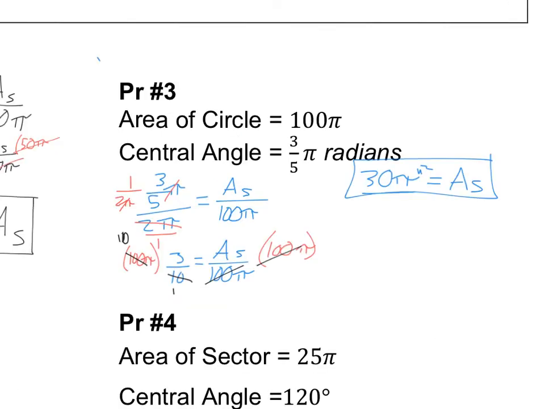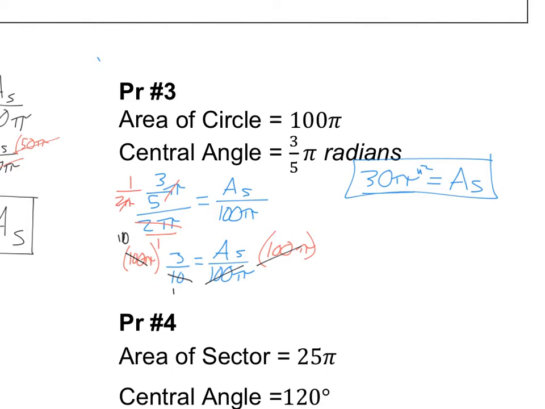Alright, so I started off by putting my central angle, which is 3/5 pi, over 2 pi, set equal to the area of the sector over 100 pi. Right away I saw I have a fraction over another number, so I made 2 pi into 2 pi over 1, and then I flipped and multiplied, so that's 1 over 2 pi. The pi's canceled out, so I had 1 times 3 over 2 times 5, which is 3 over 10. And over here nothing changed.